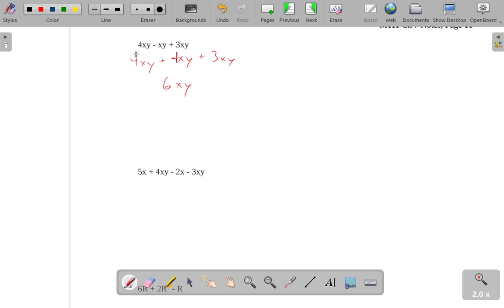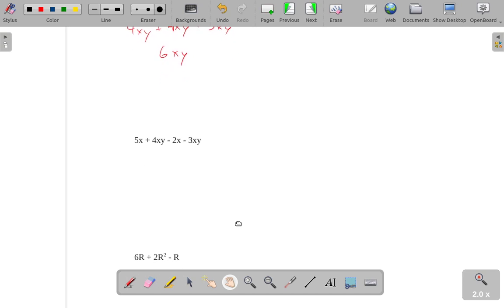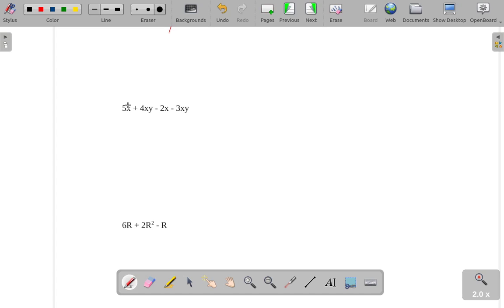So you can see I combined the coefficients. 4 plus negative 1 is 3, plus 3 is 6, and I kept the variable parts the same. It's just xy. In this example, not all of the terms are like terms, but there are a couple of pairs. This one right here, 5x, and this one right here, negative 2x. Those would combine to give me a 3x.